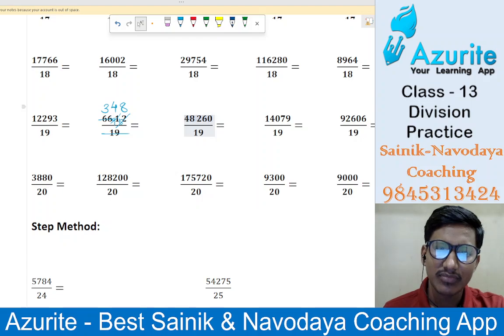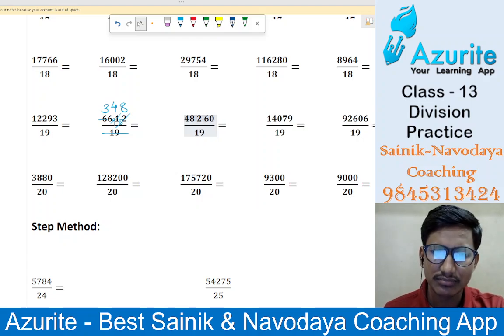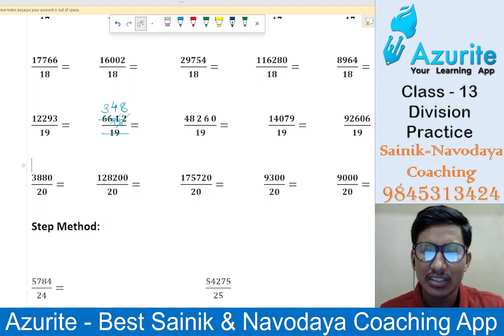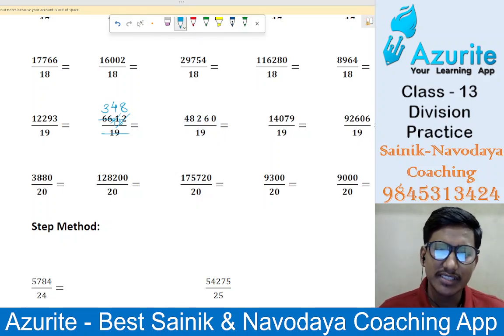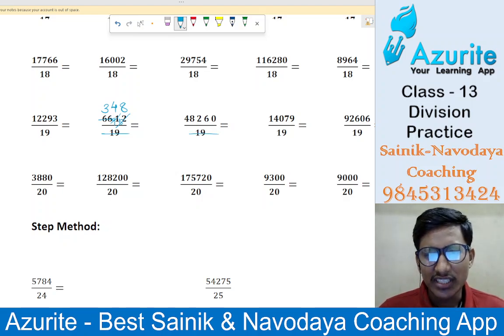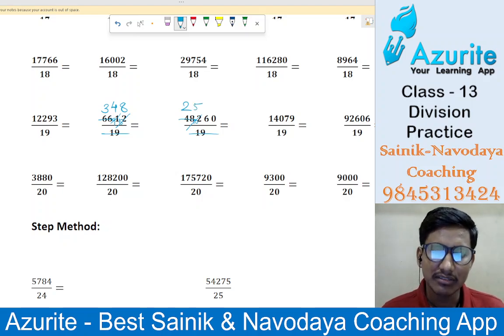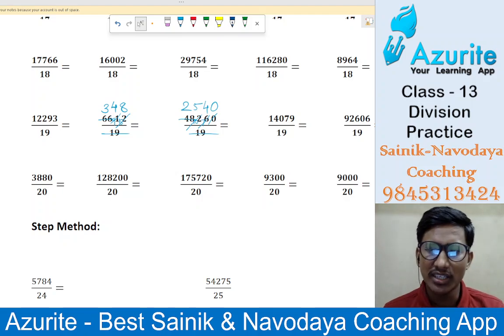So here the answer, 48260 divided by 19, is 2540. So 19 2s are 38. 38 means from 48, 10 will be remaining. 102. 19 5s are 95. 7 will be remaining. 76. 19 4s are 76. 19 zeros are 0. So 2540 will be the answer. Got it? So this is the division we have learned directly.